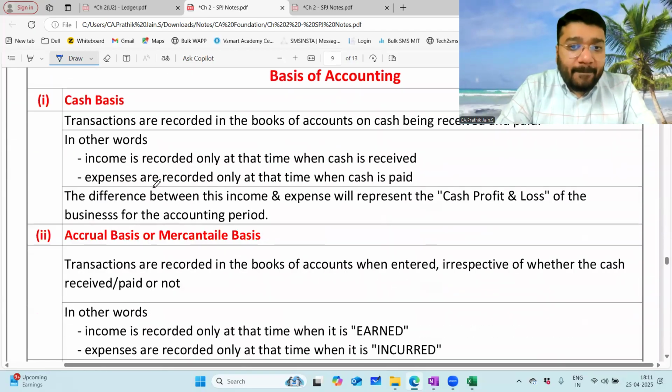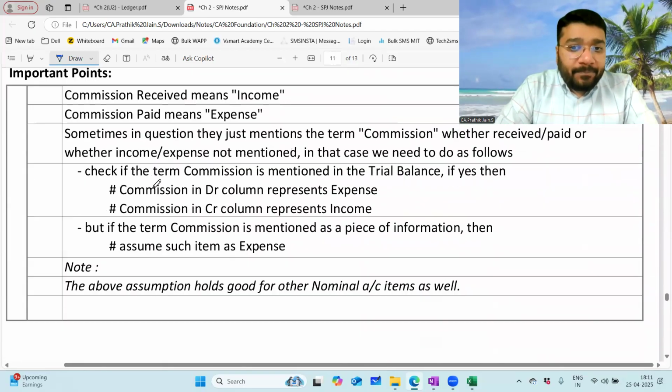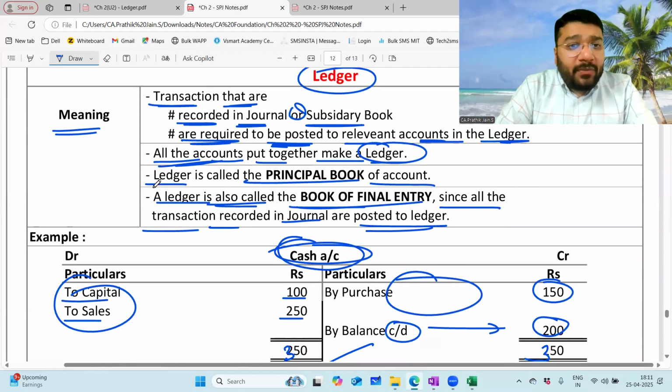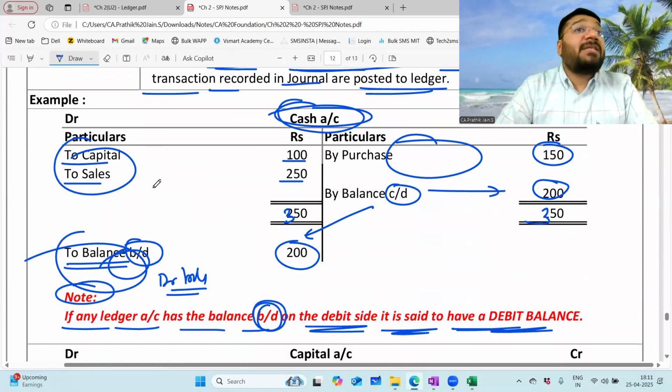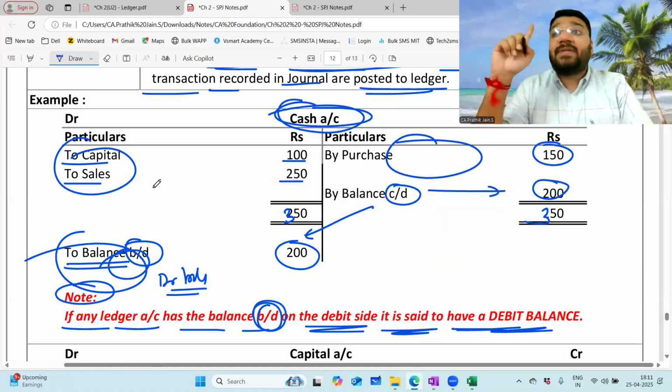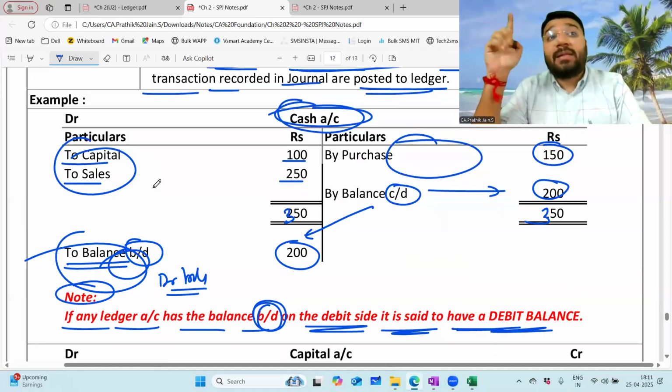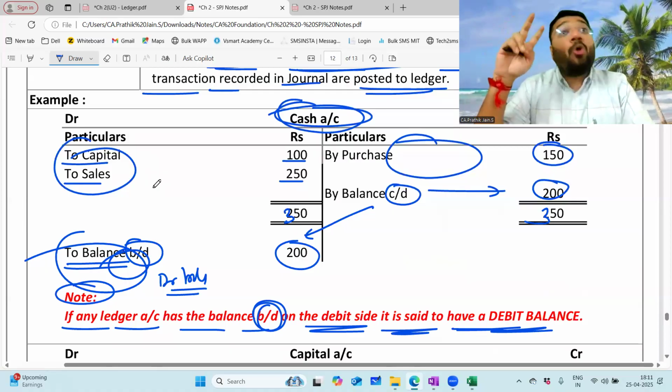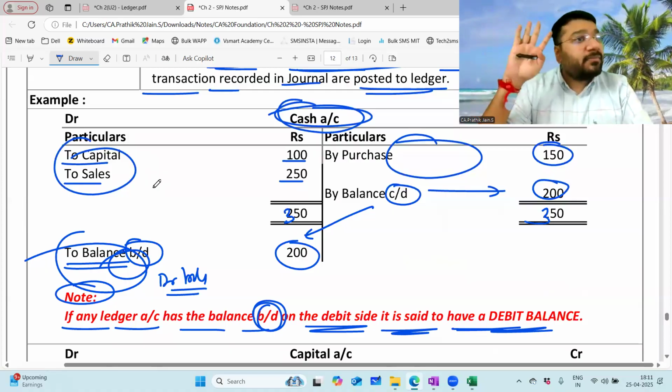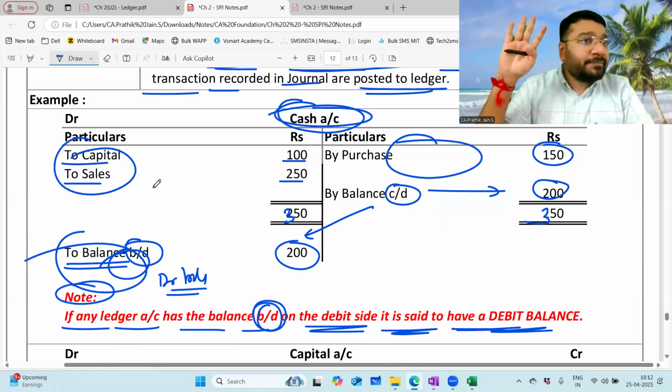No, sir. When we came to the ledger part, are you clear with what is the meaning of ledger? How the ledger is prepared? If the balance brought in is coming on the debit side, what is it? That ledger is having a debit balance. If the balance brought in is coming on the credit side, credit balance. So whichever side the balance is coming, accordingly where it will go in the trial balance, that part is clear? Yes. How to post the compound journal entry, that is clear? Yes. If this is clear, ledger is done.